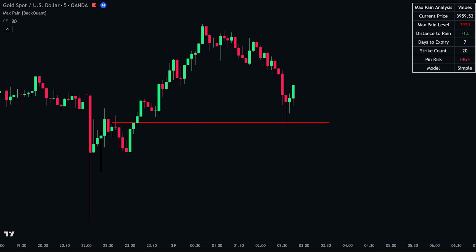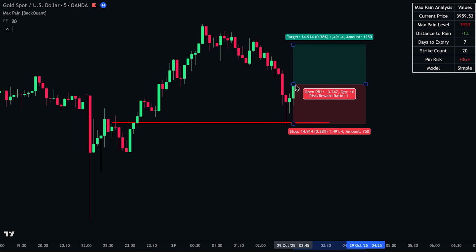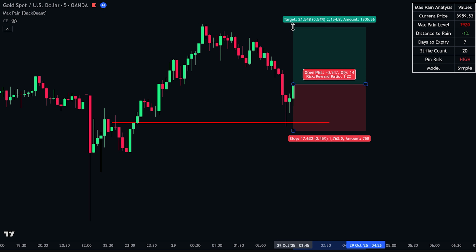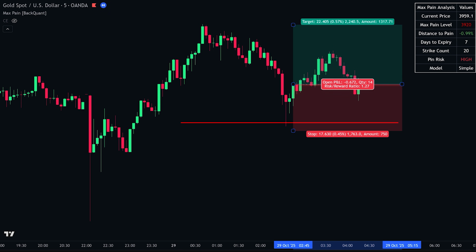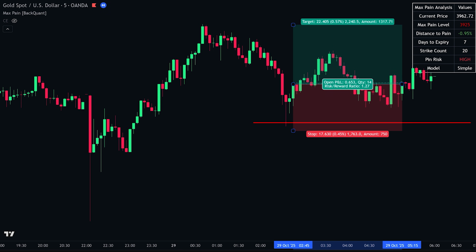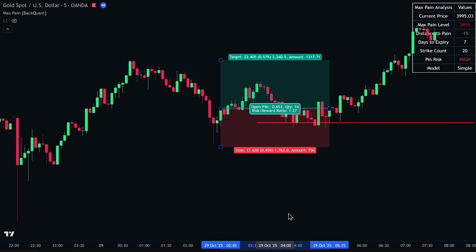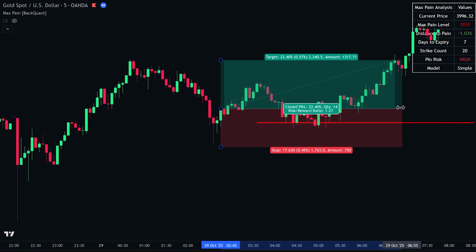Enter your buy at the close of the bullish rejection candle. Place your stop loss just below the lowest wick that touched or slightly broke the max pain line. Set your take profit at the next visible resistance area. If this setup plays out correctly, you'll notice price continues to bounce higher from the max pain level, often reaching your profit target quickly as market pressure builds toward expiry.